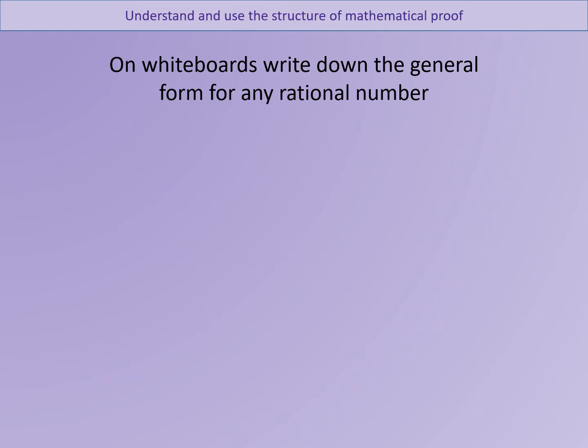Next thing I'd like you to do, please, is to write down the general form for any rational number. So clearly there has to be an understanding here of what a rational number is, but have a go. Write down the general form for any rational number. And the rational number that I have written down is a over b, where a and b are both integers.